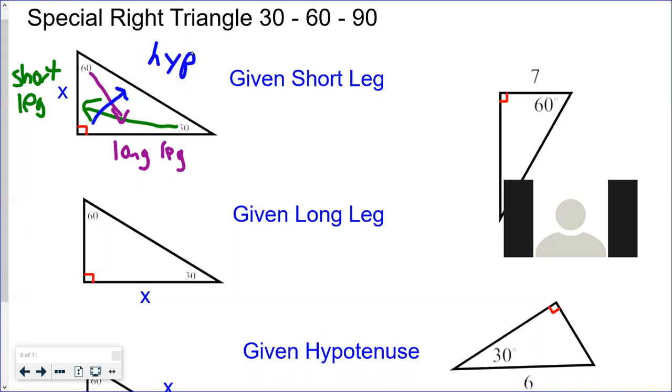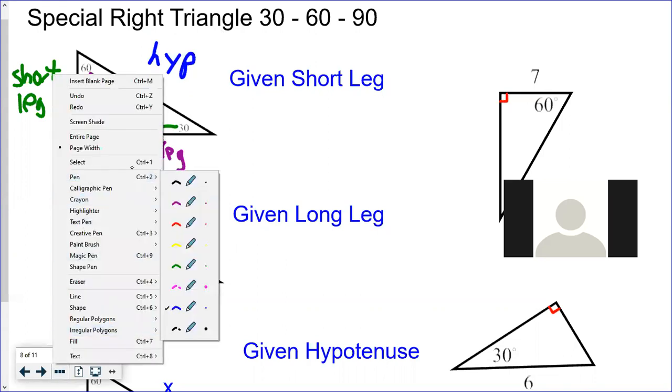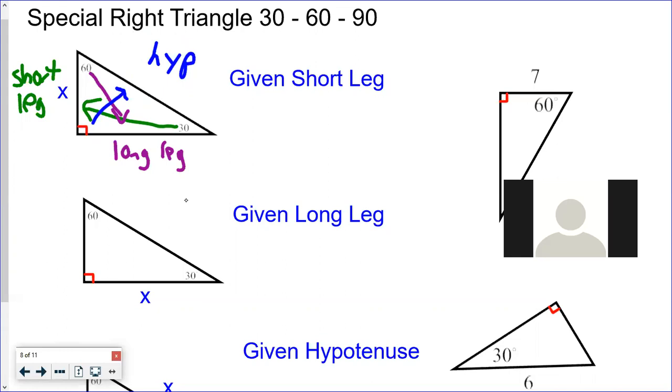So the legs are not the same. Now, if you're given the short leg, it's actually going to be the easiest scenario here, okay? Let me show you how to do that. If you're given the short leg, you find the hypotenuse by just doubling it. So this will be 2 times whatever x is. And then you're going to find the long leg by timesing that by the square root of 3. So we saw the square root of 2 with the 45, 45, 90. In the 30, 60, 90, we're going to have the square root of 3.